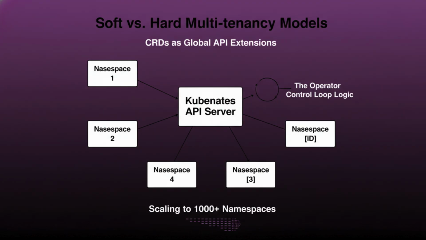We will focus on how to maintain high availability and global scaling while ensuring that one tenant's operator logic cannot interfere with another's workload or the shared control plane. This is about building a robust platform as a service on top of Kubernetes.